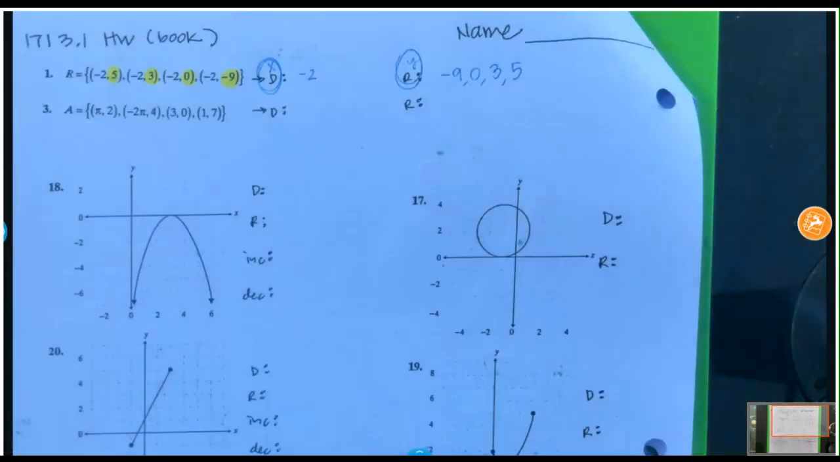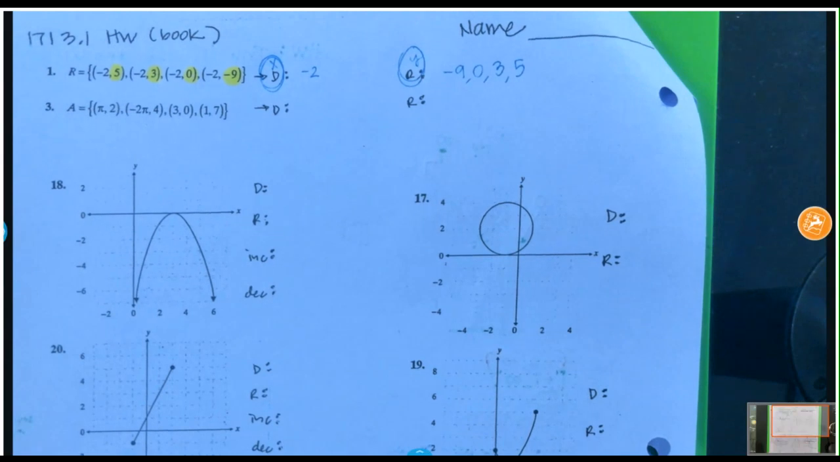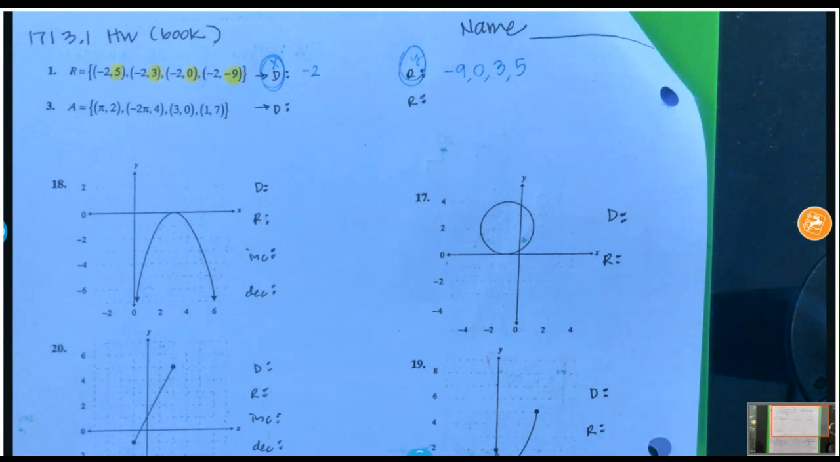Now, in terms of notation, do not put parentheses around the domain or the range. This is not an ordered pair. It is not an interval, okay? So don't put parentheses around there. All right, you would do number 3 the same way, but I'll leave that one for you to do. Let's look at number 18.